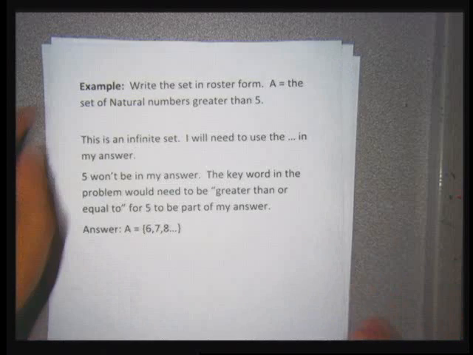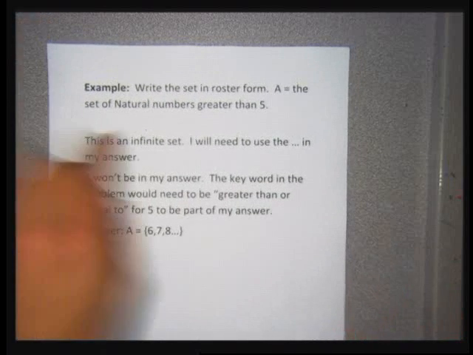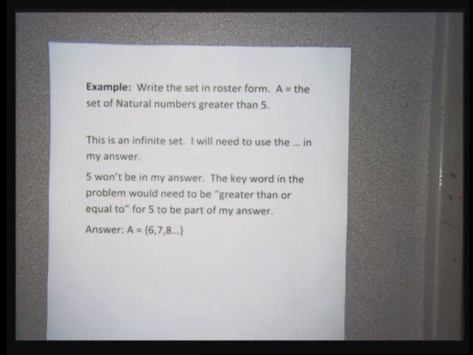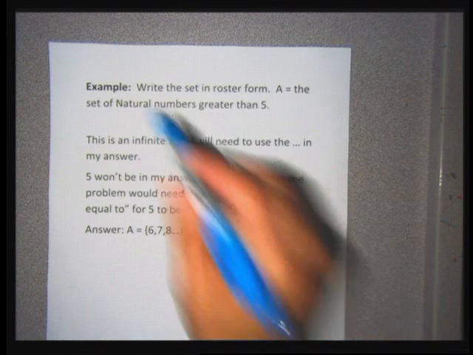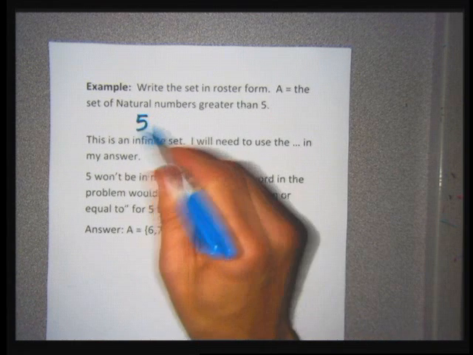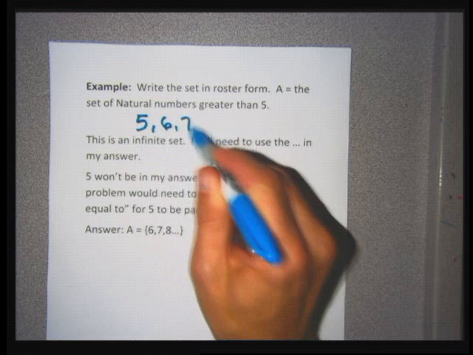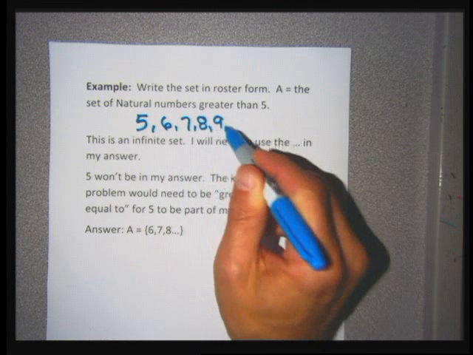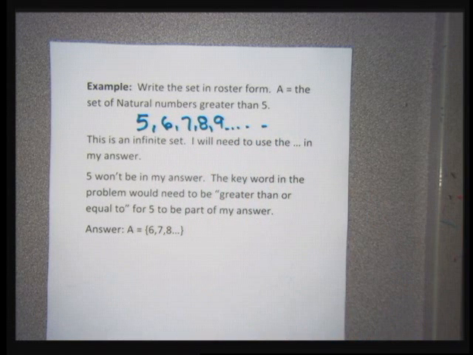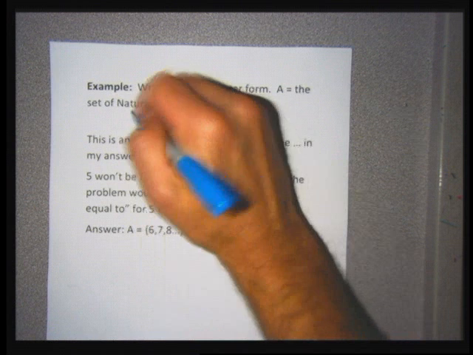Here's another example. Write the set in roster form. A is a set of natural numbers greater than 5. So numbers greater than 5 don't include the 5. Natural numbers go on forever when they're greater than, so I can't write all the natural numbers greater than 5.